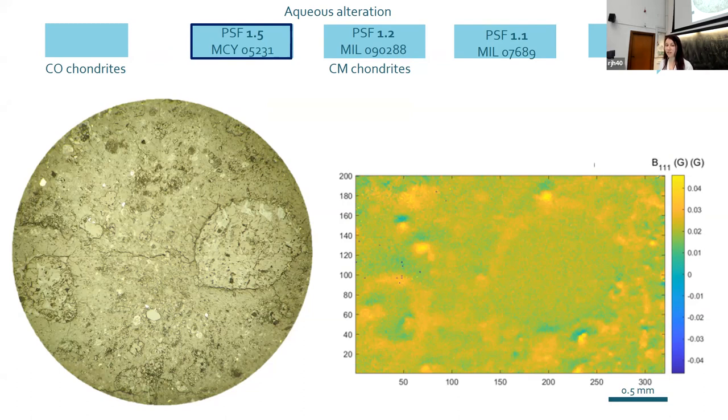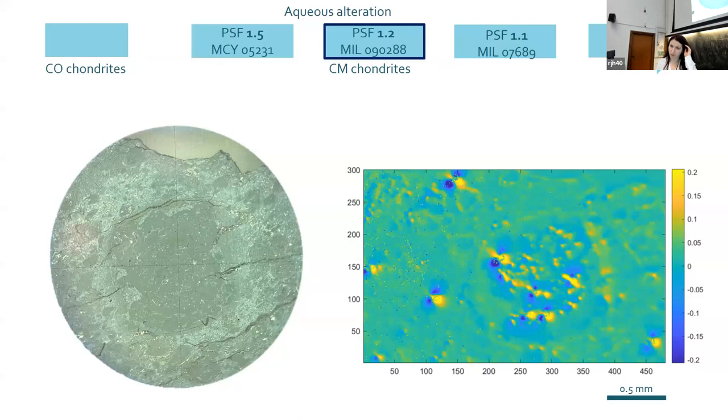But yes, the magnetite in this does not appear to carry a magnetic signal. Moving on to more alteration. With this meteorite, we have done the same thing. We've measured the primary magnetization on the QDM.